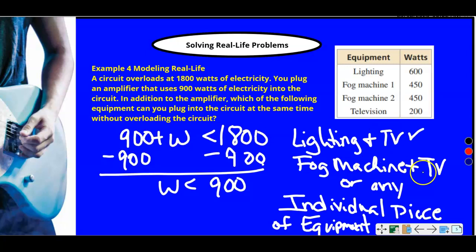A fog machine and TV. A fog machine is 450, TV is 200, that's 650. 650 plus 900 is 1550, that is less than 1800, so that one will work for sure. And then any individual piece of equipment plus 900 is also less than 1800, so those are all your options in order to make that work without overloading the circuit.